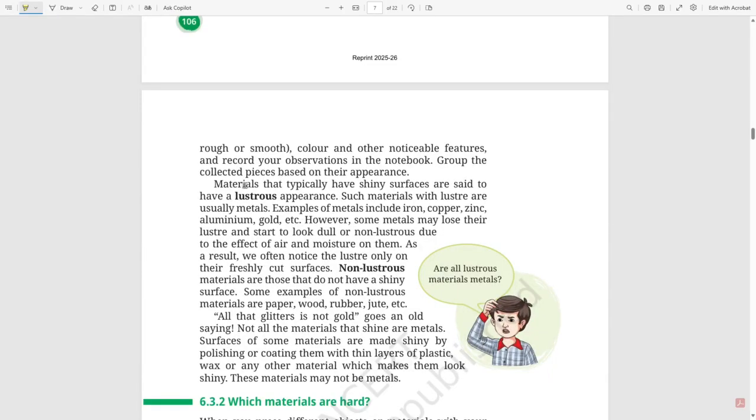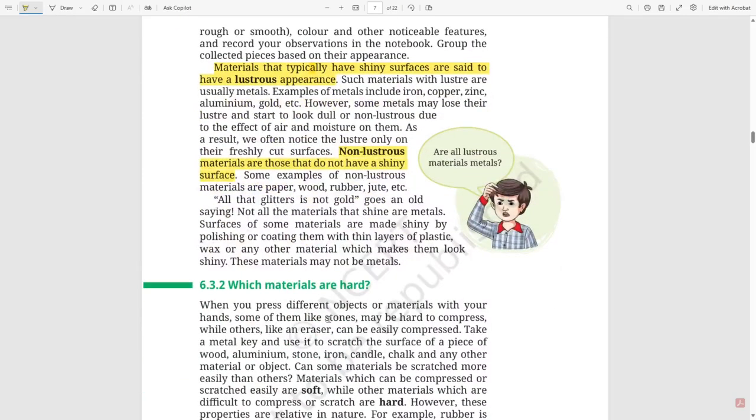Lustrous and non-lustrous. Materials that typically have shiny surfaces are said to have a lustrous appearance. Yes, you have to mark this point in your books. Non-lustrous materials are those that do not have a shiny surface. This is also an important point. You have to mark it.